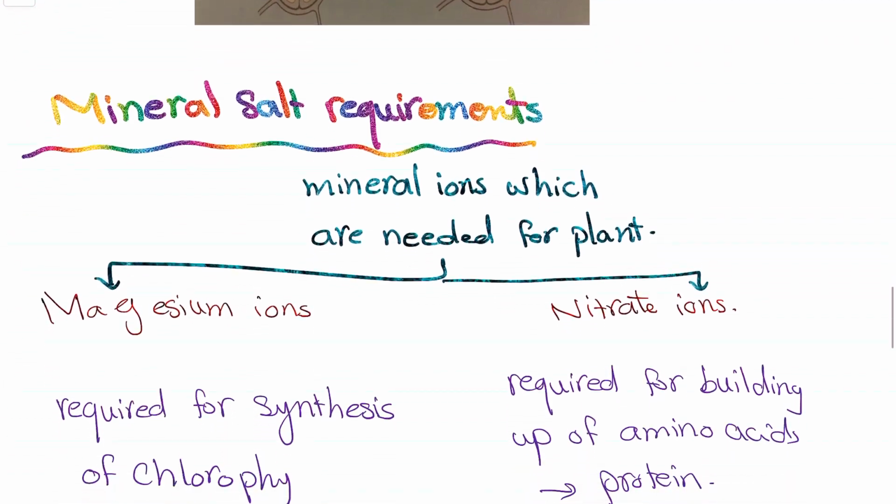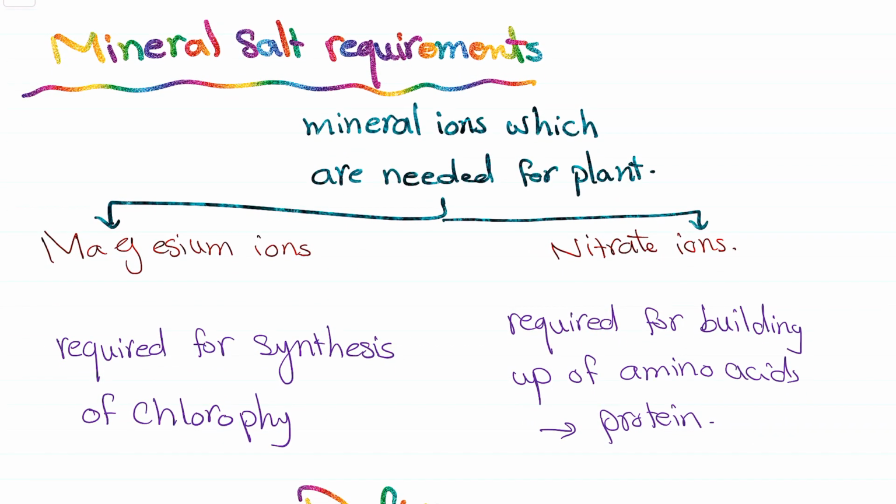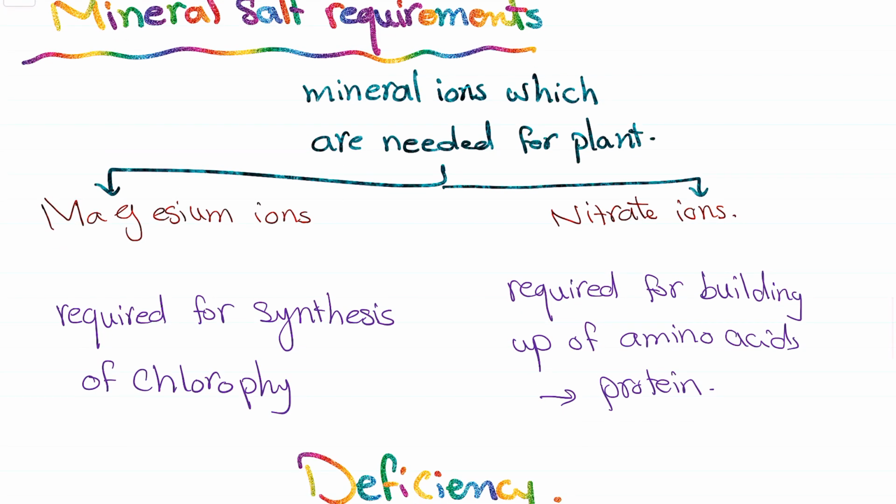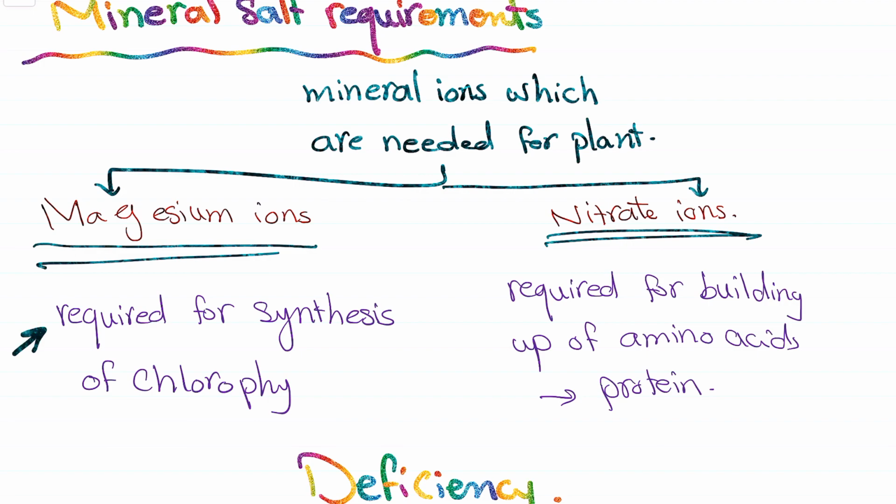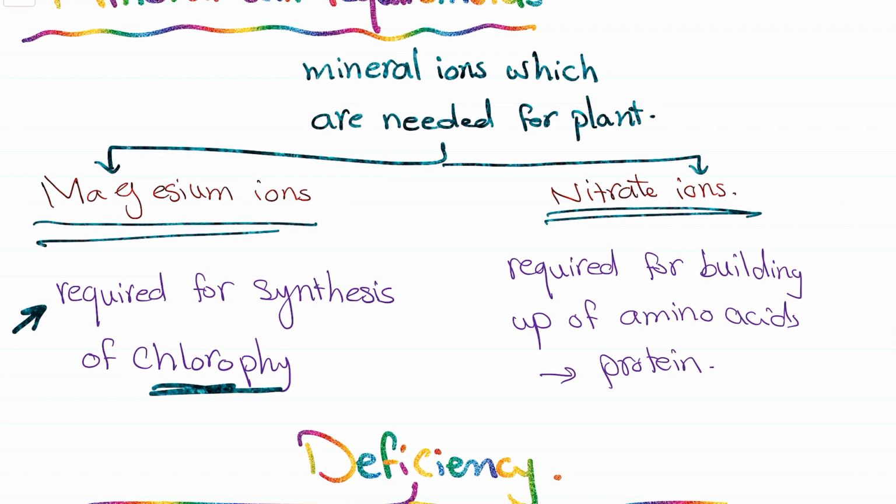The next point: mineral salt requirements in the soil for the plant itself. Actually, we have different mineral salts, but according to our syllabus, we need only two ions, their function and their deficiency. The magnesium ion is required for synthesis of chlorophyll. Imagine without magnesium there is no chlorophyll at all, so it will affect the plant. How? We'll explain later. Nitrates are required for building up amino acids.